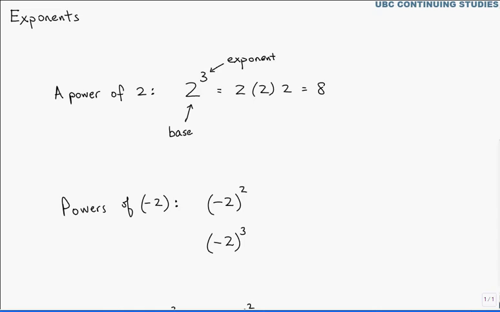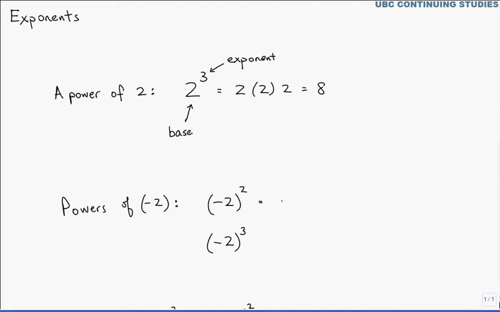Now, a few things to be careful about. Powers of -2. A base can be any number, positive or negative, but all of our examples that we're going to look at and that you're going to see in the exams are going to be integers. Now, you have to be really careful if the base is negative. So, for instance, here's a couple of powers of -2. -2 to the exponent 2, -2 to the exponent 3.